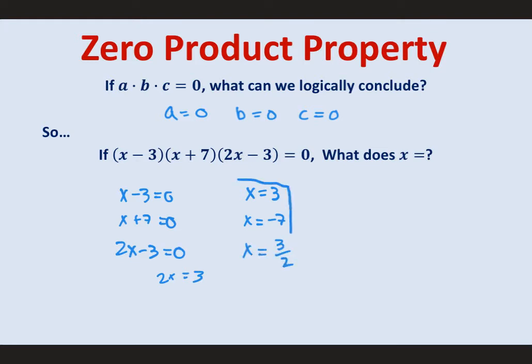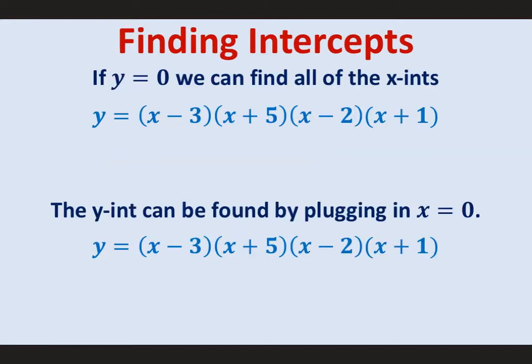So here we go. For this equation, we have solved for all the possible values of x that will make that equation equal 0. We're basically saying, what can I plug in for these different x's to make each parentheses equal 0? All right, so we can use that property to help us find the different intercepts on a graph.